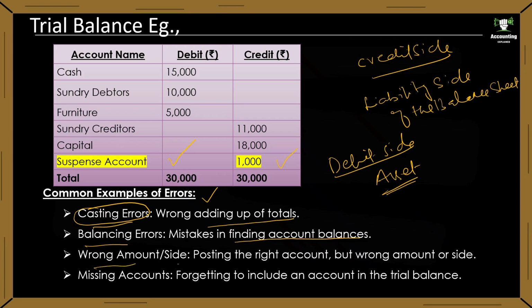Next, wrong amount or side. Posting to the right account but with the wrong amount or side. You would post it to the right account, but instead of the debit side, you post it to the credit side, then your trial balance is not going to tally. Then it's a mistake. Next mistake is missing accounts, forgetting to include an account in the trial balance. In the previous example, we totally forgot to take the sales account to the trial balance. So you are missing accounts totally. These are some of the common examples of errors that do affect the trial balance.